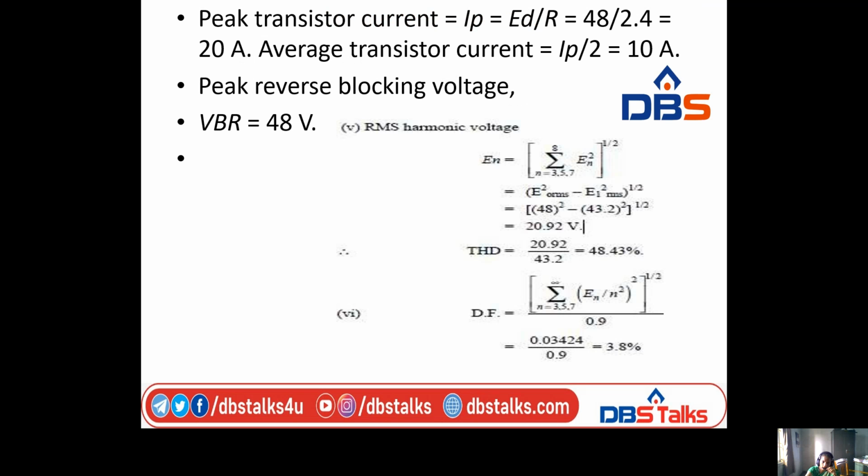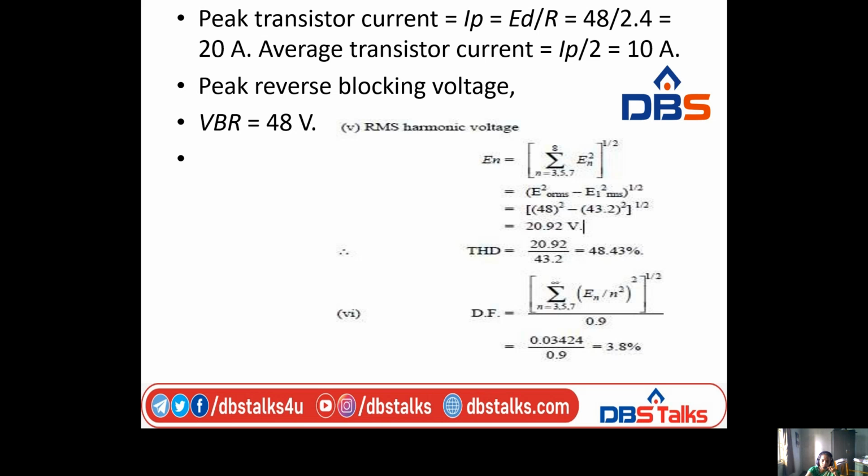Next, peak transistor current IP equals E by R. Here E means 48 and resistor R equals 2.4. Then we get 20 amps. Then the average transistor current, we have to take half of the peak current. Then you get 10 amps. Then the peak reverse blocking voltage VBR equals 48 volts.